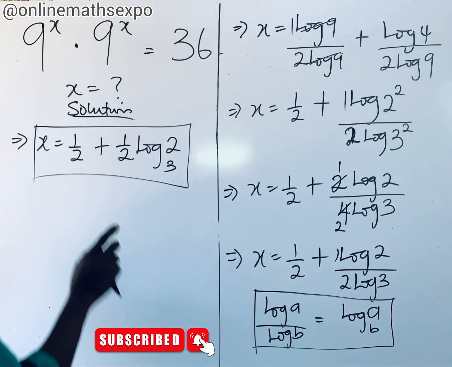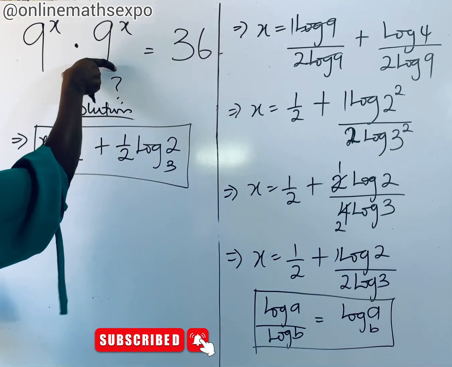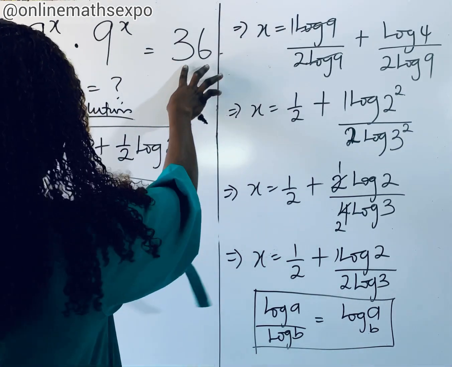Now, the interesting part is to put this x value at the left side. Let's see if it gives us 36.